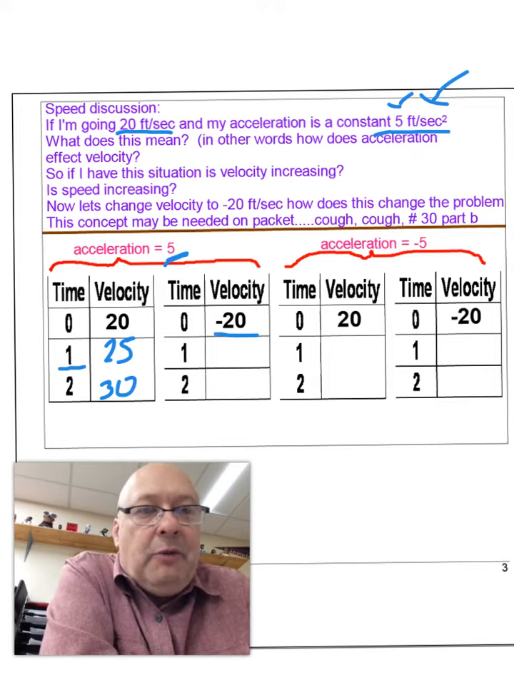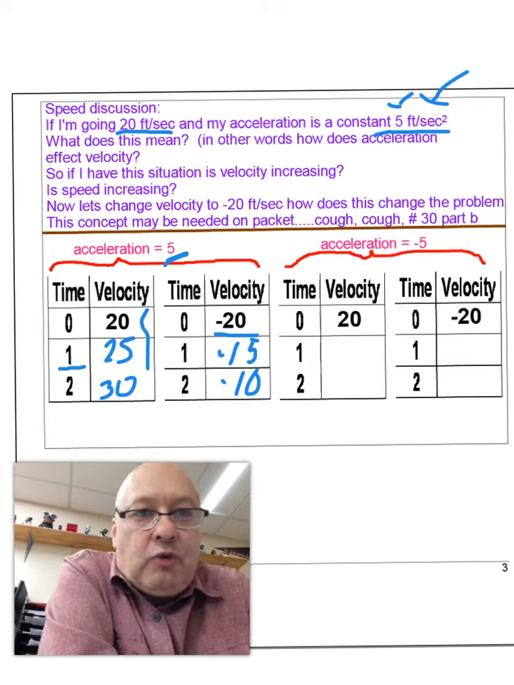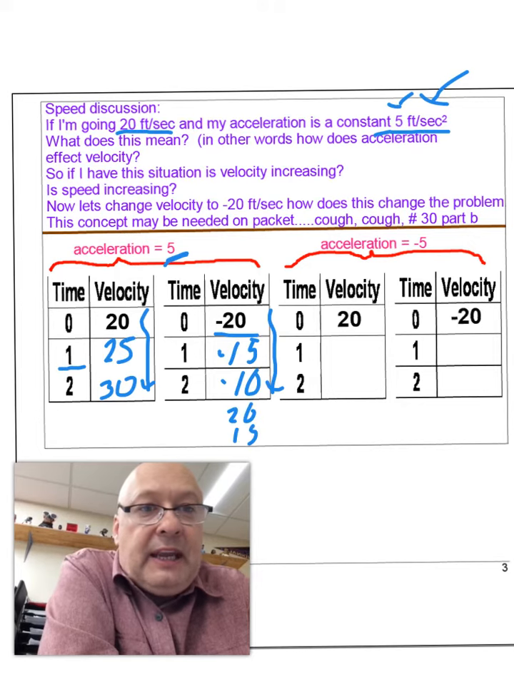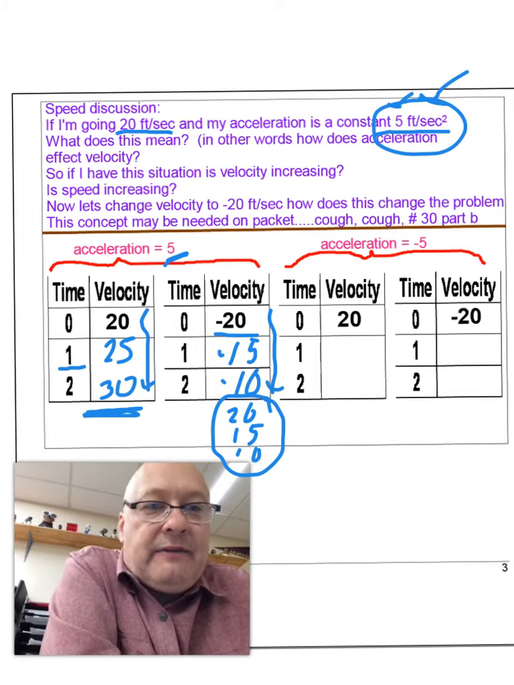And what happens if I'm going negative velocity, and my acceleration is still positive 5? The next time I'm going negative 15. I add 5. And then I add 5. Now let's look at the speeds. Speeds are absolute value of velocity. So speeds are 20, 25, 30 here. But the speeds here are 20, 15, 10. So this is speeding up where this is slowing down even though the acceleration is positive.